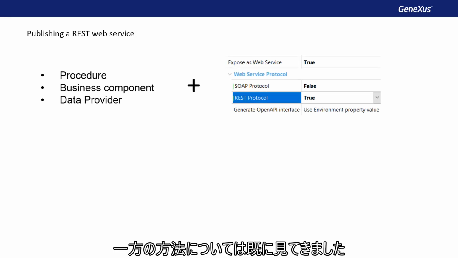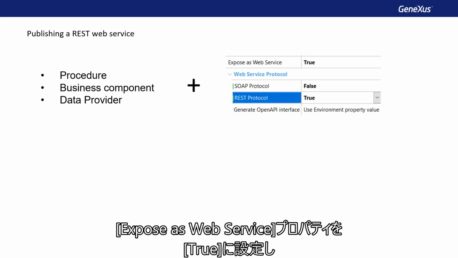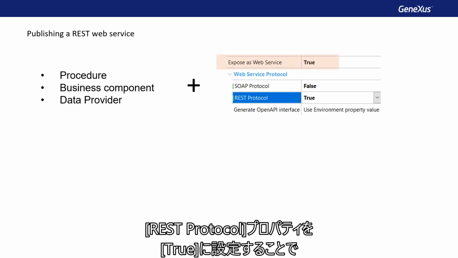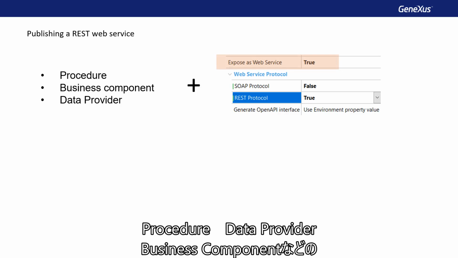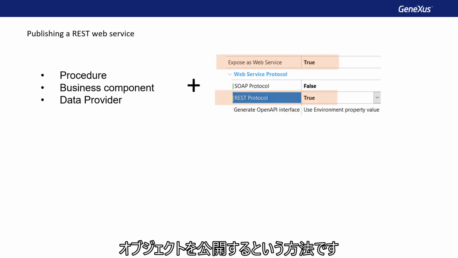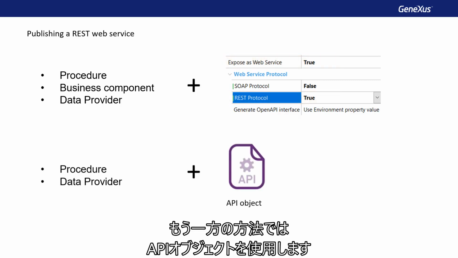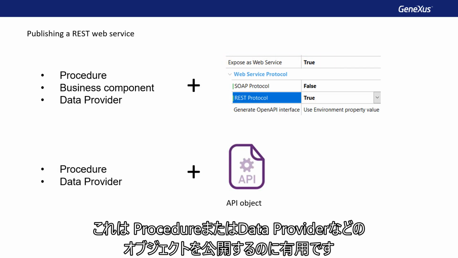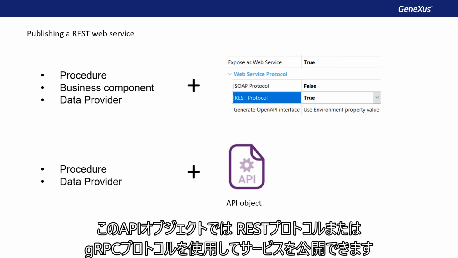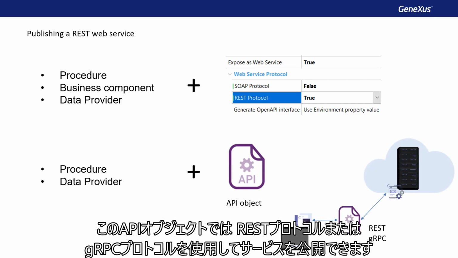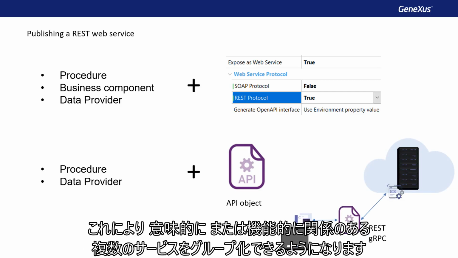One that we've already seen, which is to expose procedure objects, data providers, or business components using the expose as web services property set to true, and setting the REST protocol property set to true. Another way is using the API object, which is useful to expose procedure objects or data providers. This API object allows exposing services with REST or gRPC protocols, making it possible to group several services that are semantically or functionally related.